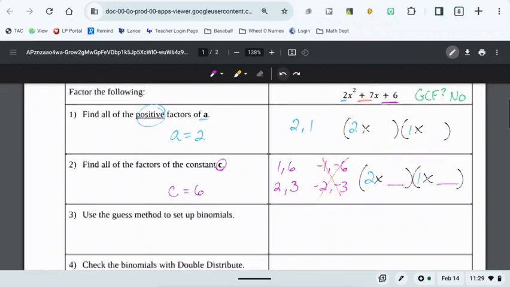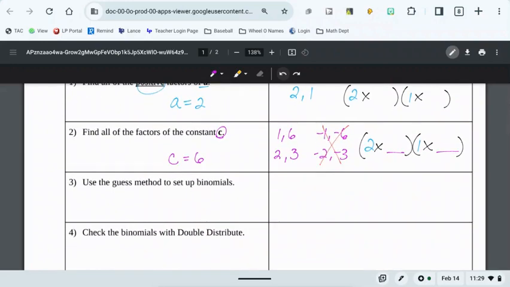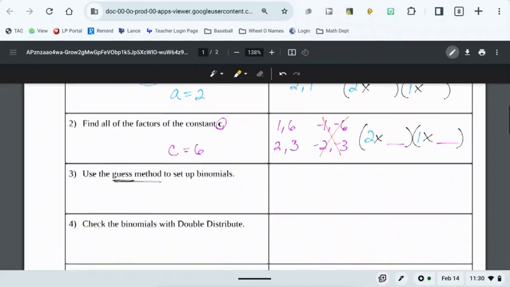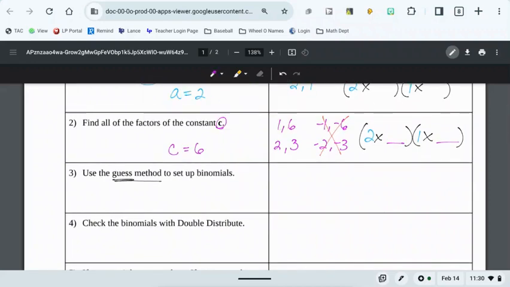So through our process here, when a does not equal 1, we're going to use a method called guess and check. So if we take a look, we're using our guess method. We're going to guess a set of factors and plug it in, see if it works. If it doesn't work, then we're going to try another set of factors. So let's just go ahead and start off with the first set of factors that we have. I'm going to guess factors 1 and 6. Okay, so let's place that into our parentheses here.